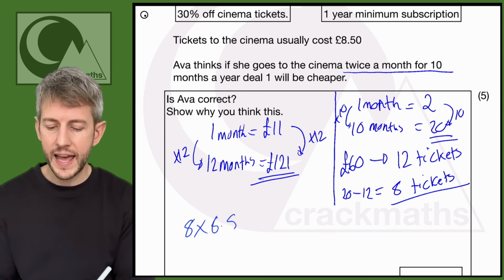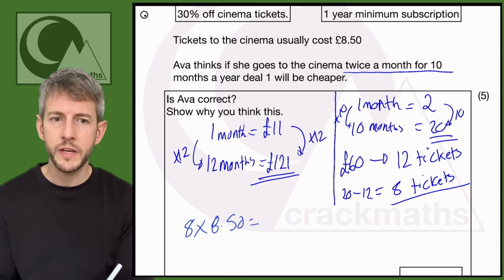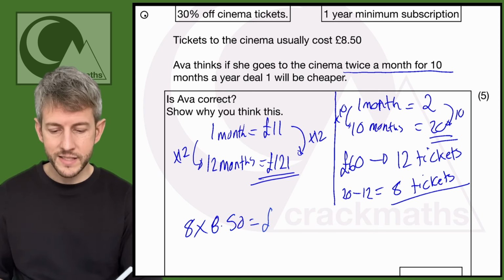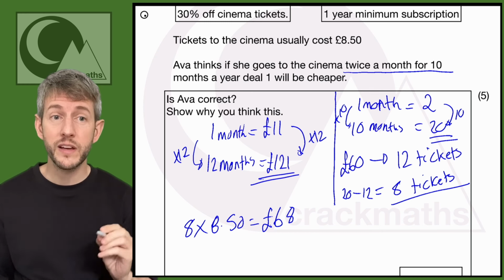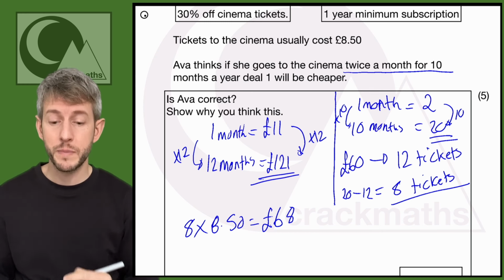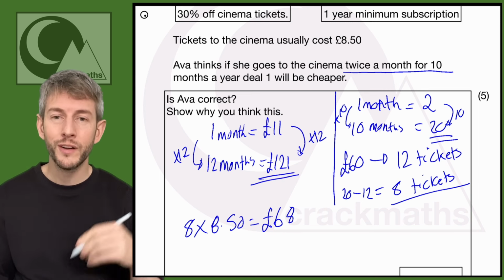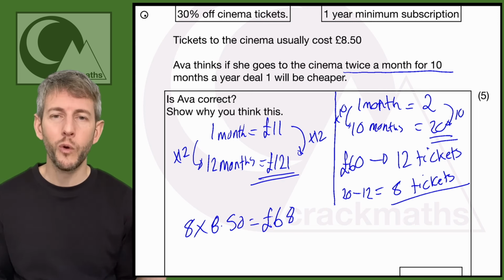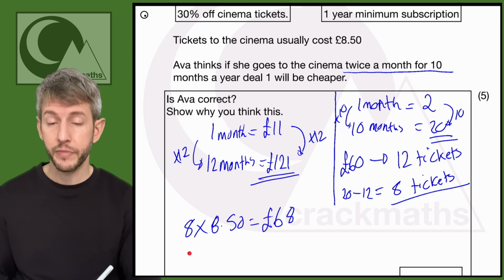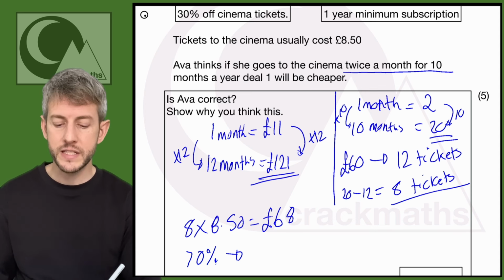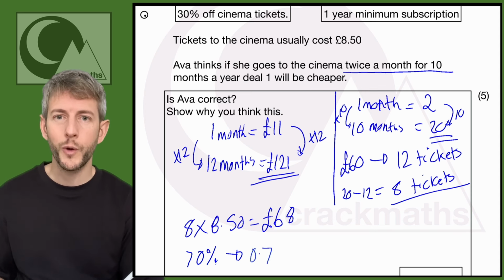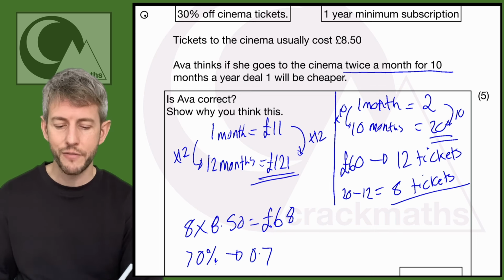So we need 8 times £8.50, and that's going to give me £68. Oh, it's going to be close. So now what I need to do is reduce that by 30%. Remember, if you want to reduce something by 30%, you're effectively looking for 70% of the cost. So 70% becomes a decimal equivalent multiplier of 0.7.